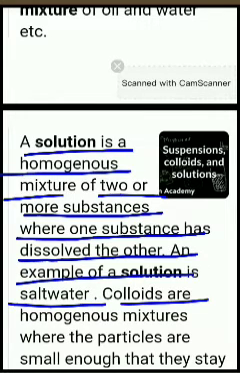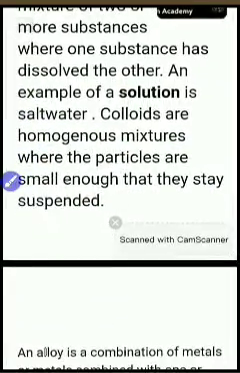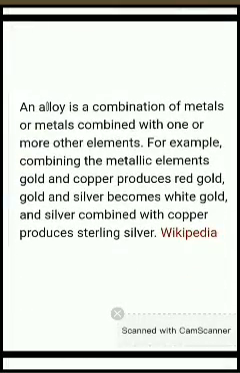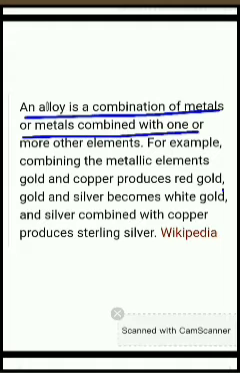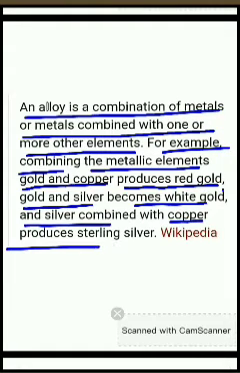Colloids are homogeneous mixtures where the particles are big enough that they stay suspended. Next we will discuss alloy. What is an alloy? An alloy is a combination of metals or metals combined with one or more other elements. For example, combining the metallic elements gold and copper produces red gold. Gold and silver becomes white gold, and silver combined with copper produces sterling silver.